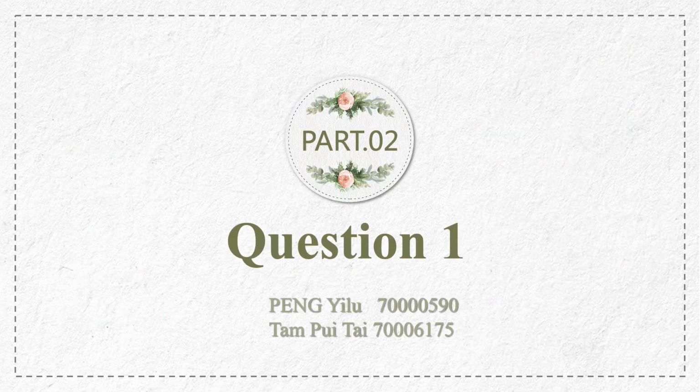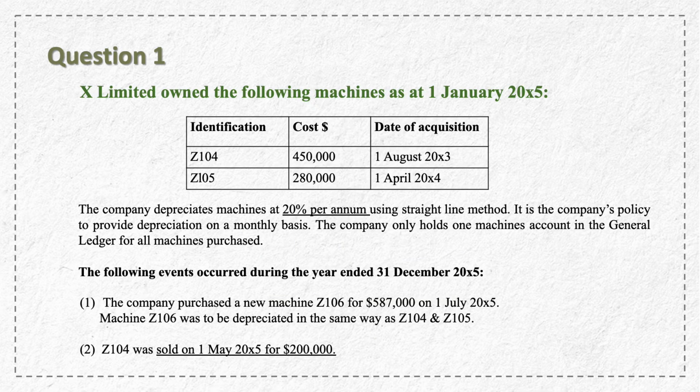Hello everyone, my name is Peng Yilu. Then Betty and I are going to talk about question 1. X Limited owned the following machines as at 1st January 2000 X5. The first machine is Z104. It cost 450,000 on 1st August 2000 X3.